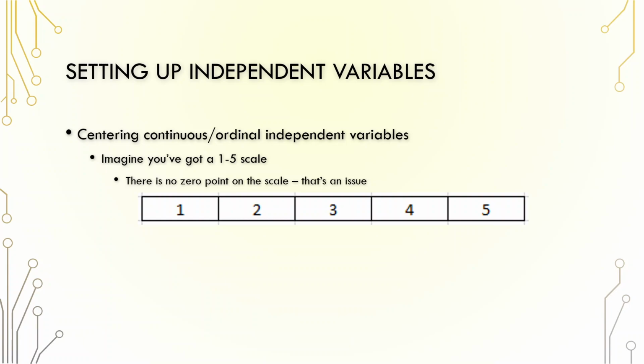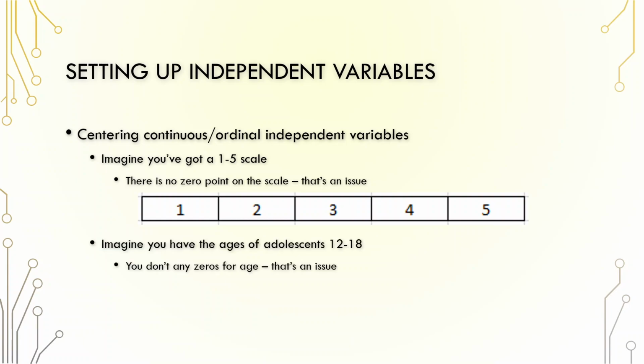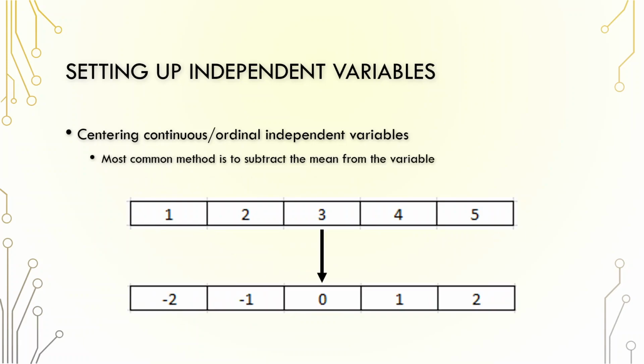So let's imagine you've got a 1 to 5 scale. We've asked people over the last week, how sad were you on a 1 to 5 scale? We want to have a 0 there, but there isn't one to begin with. Or let's say we've measured people's ages and we're doing a study on adolescents. So we have 12 to 18-year-olds. Well, none of them are 0, and that's problematic. It's not problematic that we don't have any 12 to 18-year-olds, but it's problematic that we don't have a 0 on that scale. So what are we going to do? What we're going to do is we're going to center them.